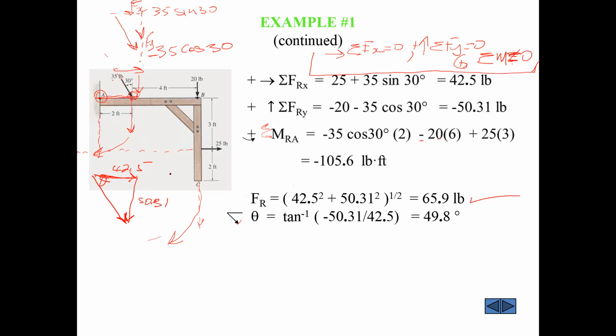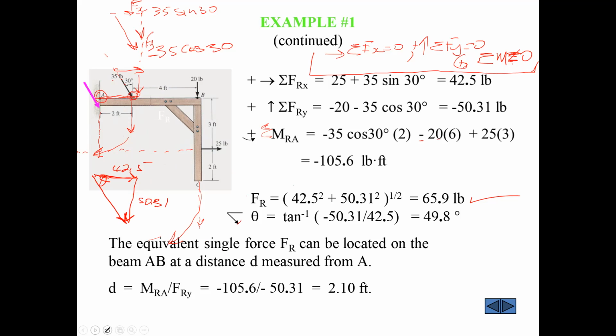Now, the next step after finding all of that, the last part now is to find the distance from A where the force actually acts. Remember, that single force is going to replace all of these three forces. That's really what we're finding. So the equivalent single resultant force can be located onto the beam AB at a distance D measuring from A. Now, the approach is we know that moment is equal to force times distance.